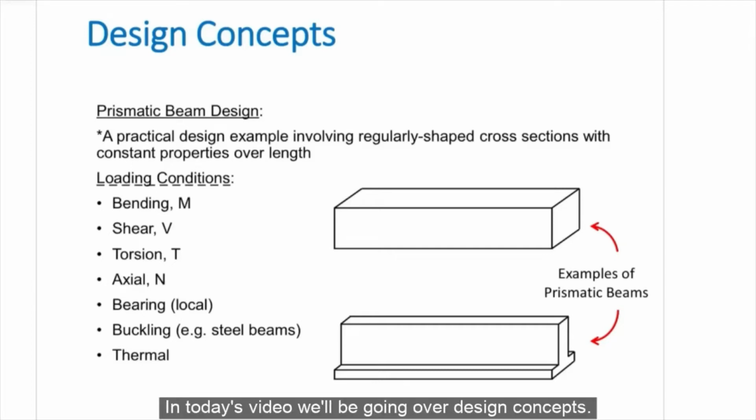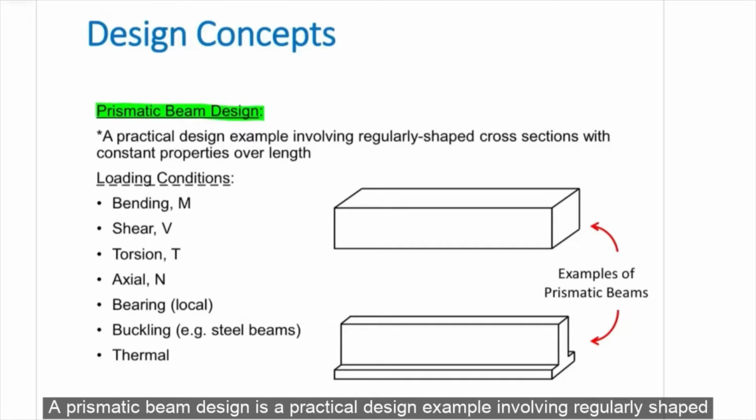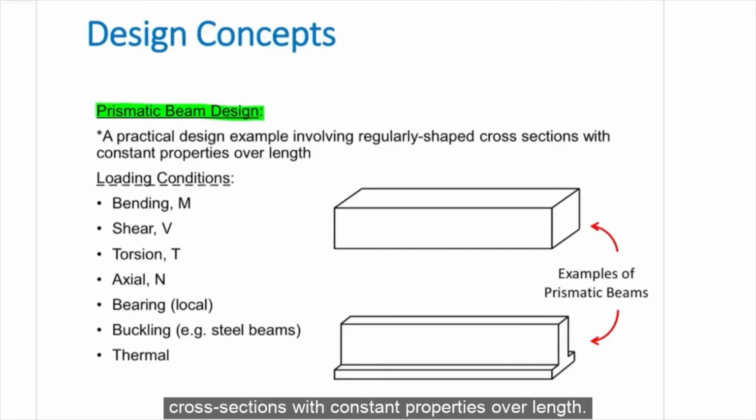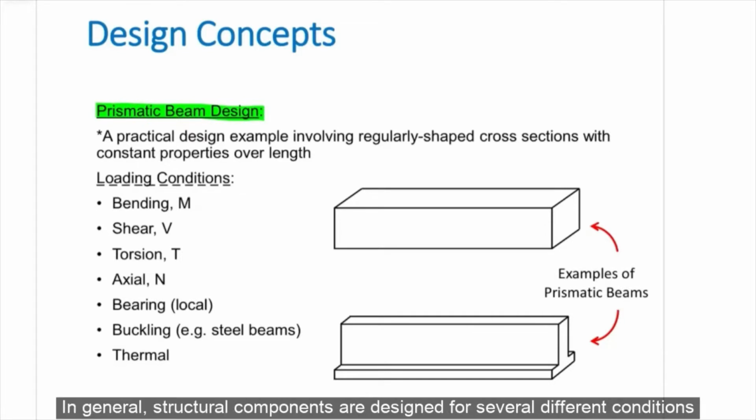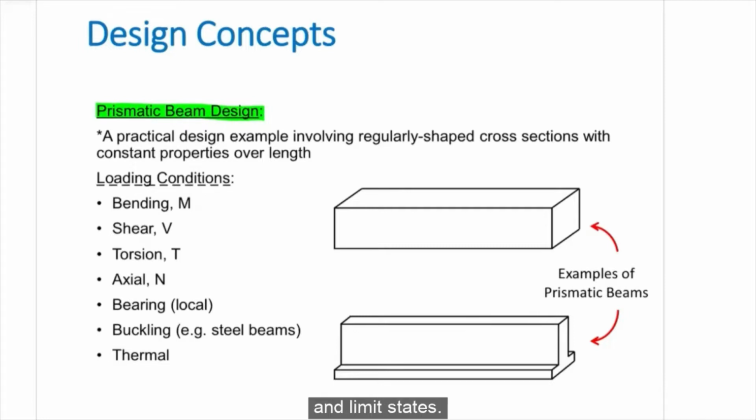In today's video, we'll be going over design concepts. A prismatic beam design is a practical design example involving regularly shaped cross-sections with constant properties over length. In general, structural components are designed for several different conditions and limit states.